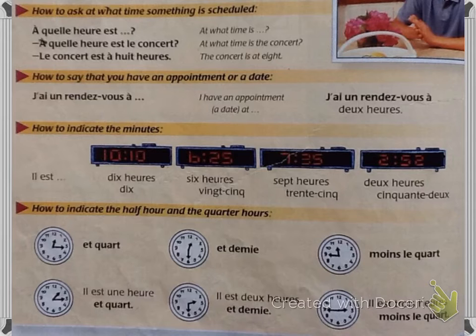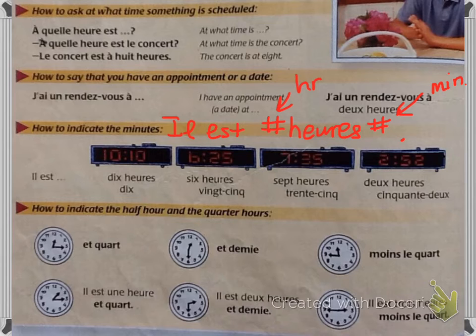Okay, so for this, it is your il a, the number of hours, and then the number for minutes. So this is the minutes, this is the hours. So we have il est 10h10, il est 6h25, il est 7h35, il est 2h52.